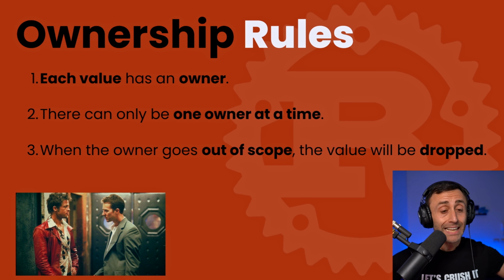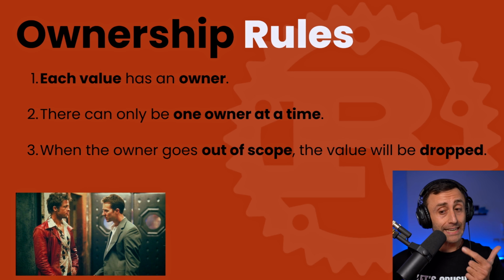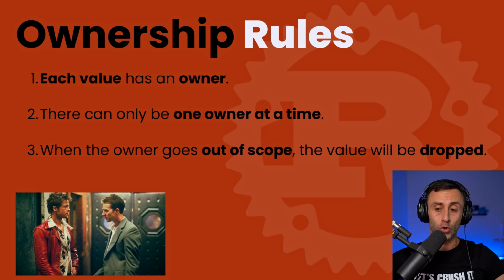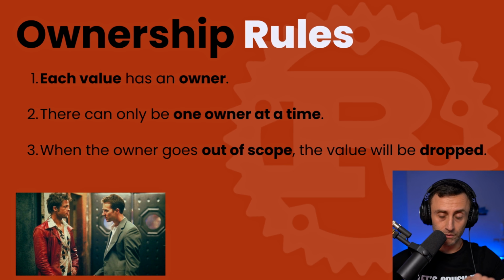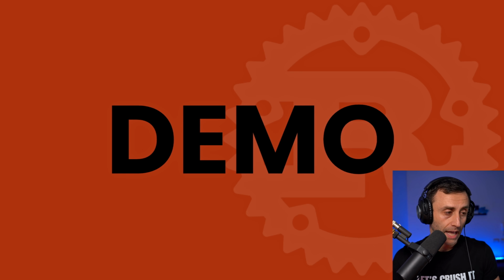Ownership rules. Each value has an owner. There can only be one owner at a time. When the owner goes out of scope, at the end of the curly bracket, the value will be dropped. And if you don't get this reference, you should check this movie. And now it's time for a demo.